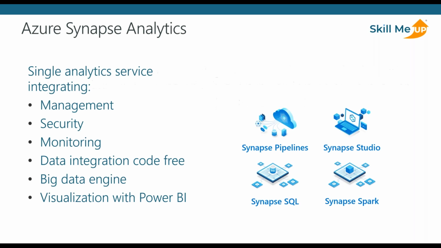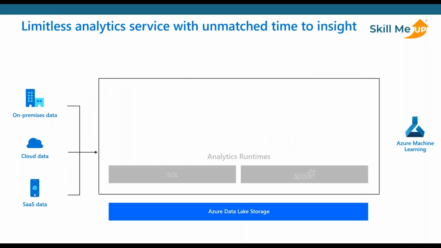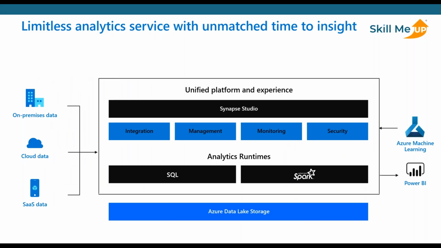So when we look at what it integrates, we have our management, our security, our monitoring, our data integration, and our big data engine, as well as being able to develop our Power BI reports all in the same interface. So we're doing that using Synapse Pipelines, Synapse Studio, Synapse SQL, and Synapse Spark, all in the same interface. And from a different perspective, you can see you're pulling in your data sources, and now using the 2 different runtimes with all the integration and this one unified platform, now we can do all of that data warehousing work in the same interface instead of having to bounce around to different tools.